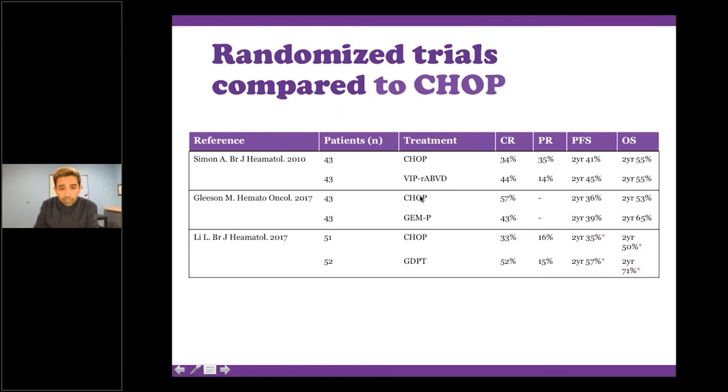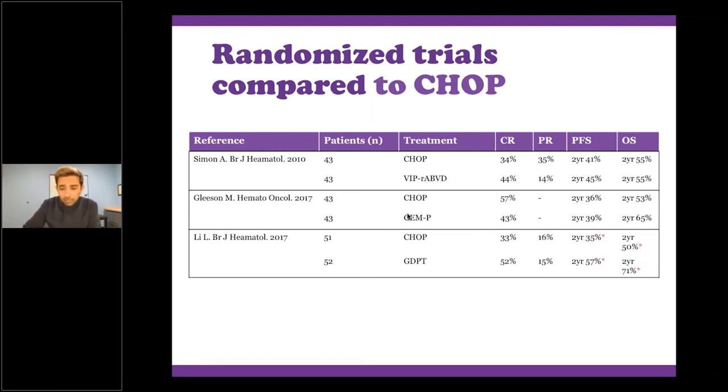There was another clinical trial that compared CHOP with another agent called GEM-P. And again, they were not significantly different outcomes. So whether we changed the upfront chemotherapy, it looked like there was nothing that was doing a better job than what CHOP was doing or CHOEP was doing.